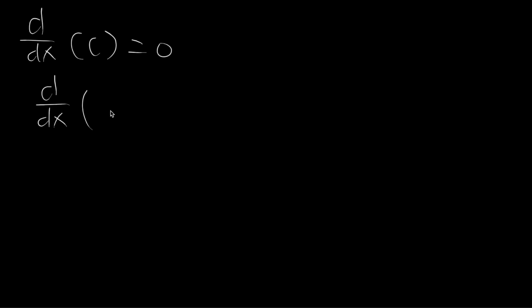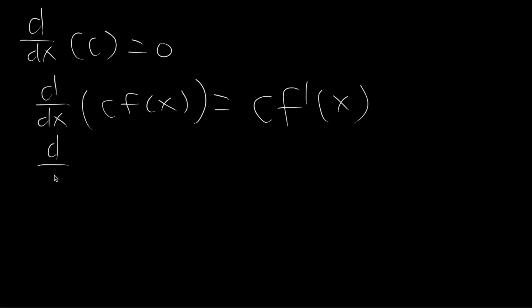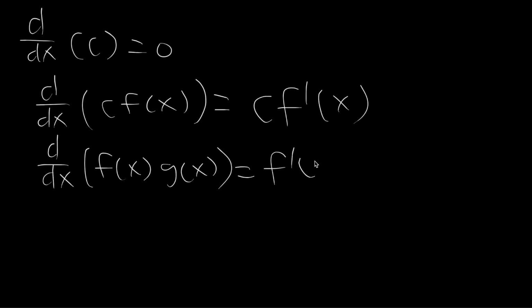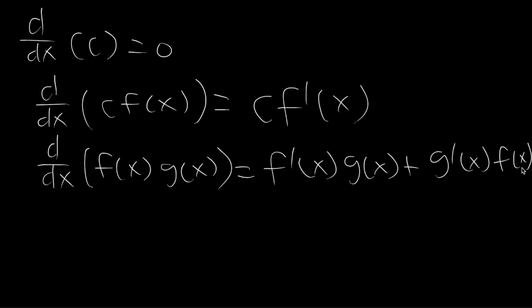Now we are going to talk about some basic rules. The first one is the derivative of a constant is always equal to 0. And the derivative of a constant c times a function f of x is equal to the constant c times f prime of x. And the derivative of f of x times g of x is equal to f prime of x times g of x plus g prime of x times f of x. So this is the product rule.